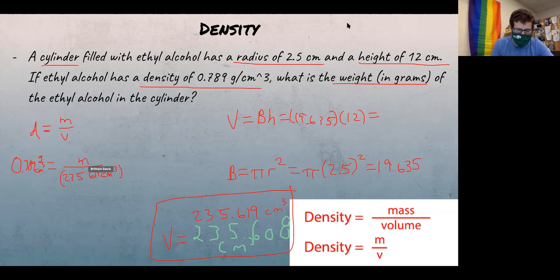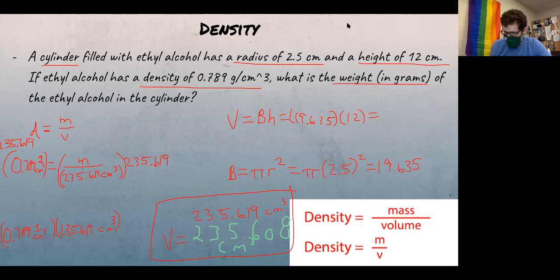Okay, sorry, wasn't showing up. That is the mass. So I want to multiply both sides by 235.619. And I'll multiply this side by 235.619. But look at what happens here because we have these really weird units. So I'm going to get 0.789 grams per cubic centimeter times 235.619 cubic centimeters.